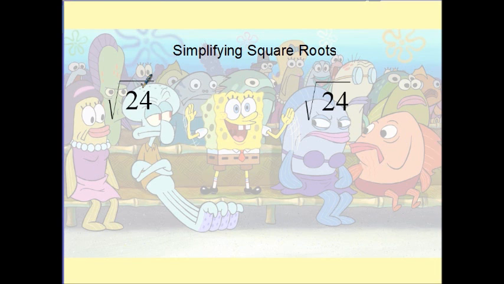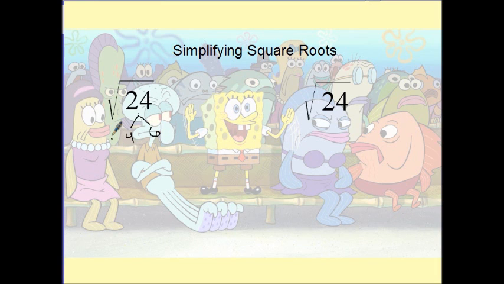So the first way I'm going to show you how to do this is definitely more of an advanced skill. What you want to do is look for perfect square numbers that multiply to give you 24. And not just any perfect square numbers, but the biggest perfect square number. The biggest perfect square number that multiplies to give us 24 is actually 4. It's the perfect 4 times 6.